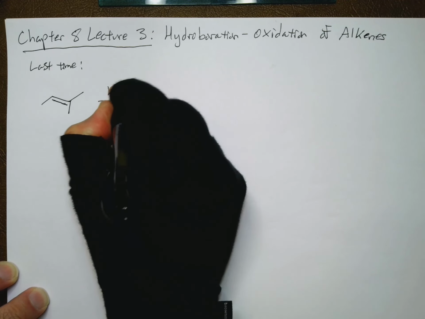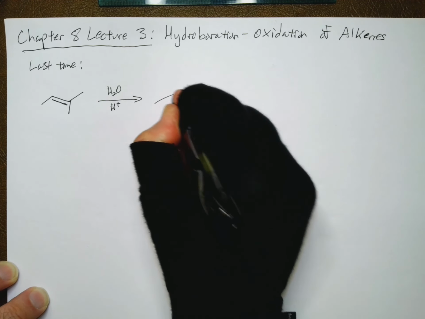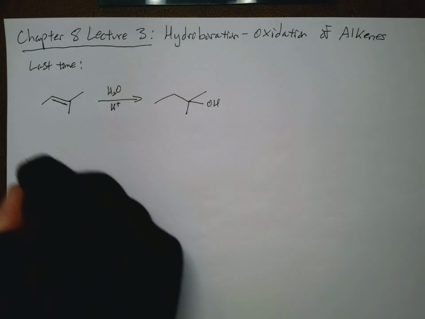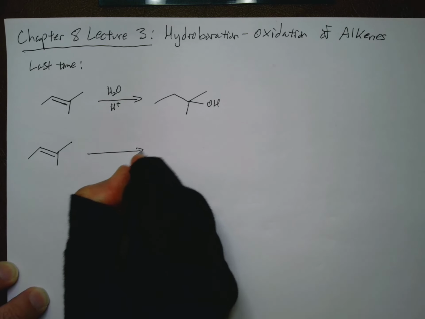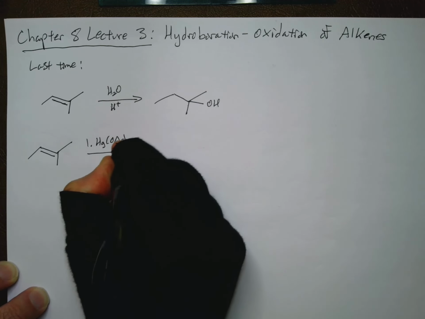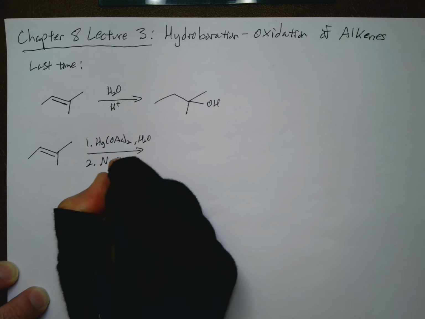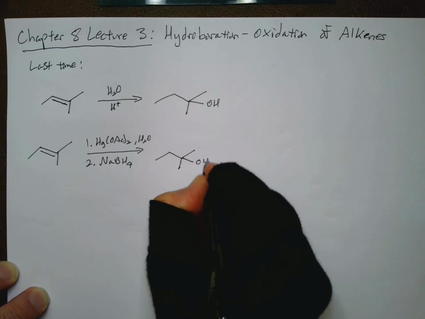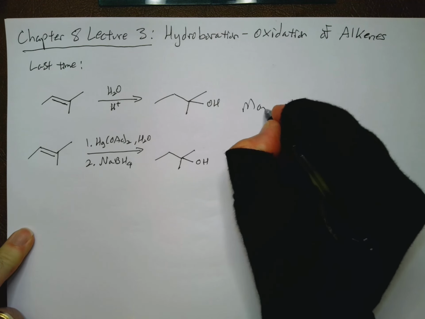So we'll do H2O, H plus, or we can do HgOAc2 and water, followed by NaBH4. And so both of these hydrations are Markovnikov additions.